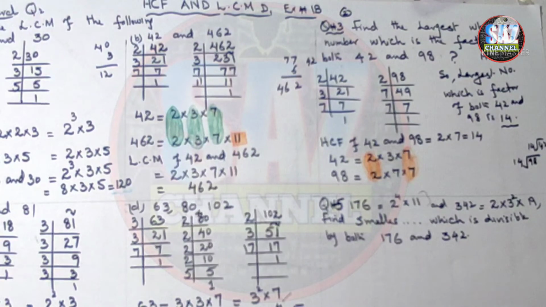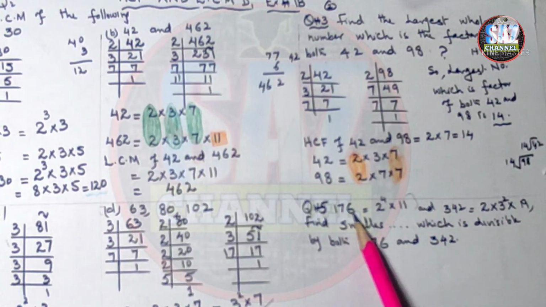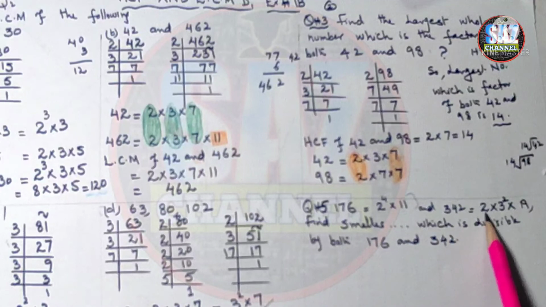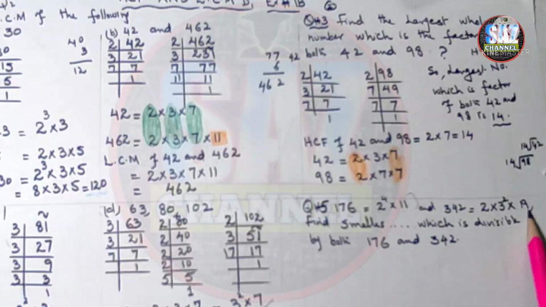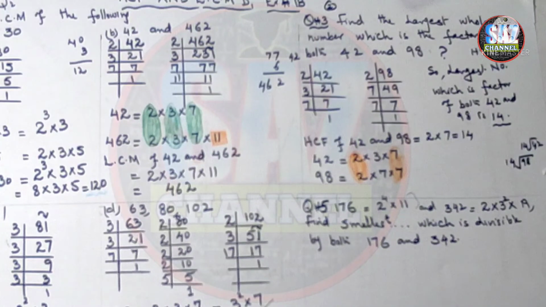Moving to question number 5, let me read question number 5 from the book. Question 5 says the numbers 176 and 342 are written as the product of their prime factors, as 176 equals 2 raised to power 4 multiplied by 11, and 342 is 2 multiplied by 3 square multiplied by 19. Find the smallest whole number that is divisible by both.